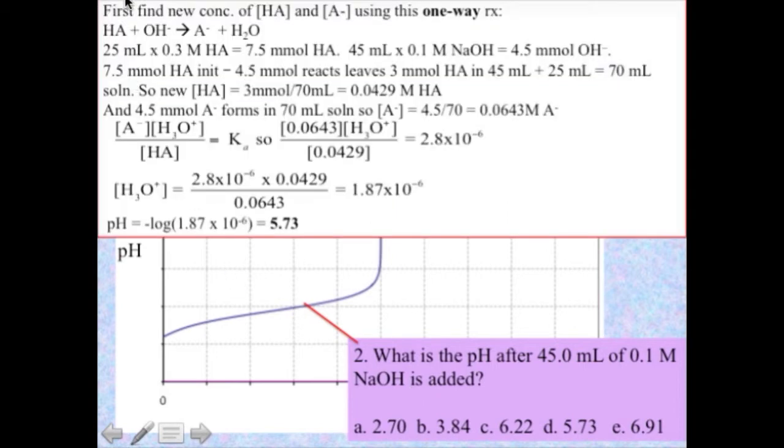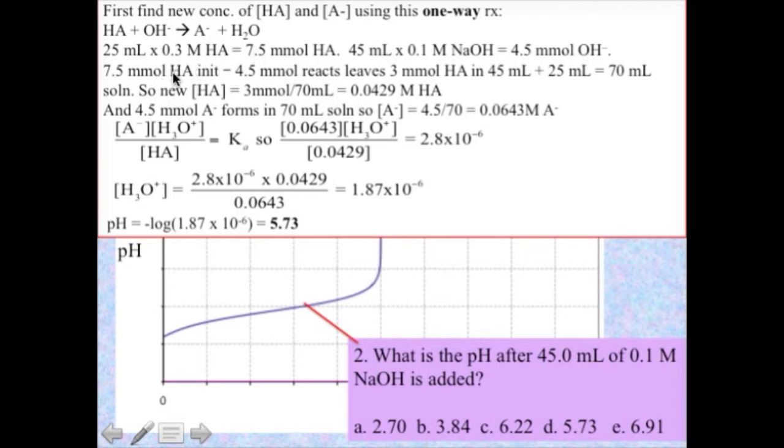Okay, here we go. First, find the new concentrations of weak acid and conjugate base using this one-way reaction. The weak acid plus hydroxide yields conjugate base plus water. So for the weak acid, we start off with 25 milliliters of 0.3 molar weak acid, or 7.5 millimoles of weak acid. To that, we add 45 milliliters of 0.1 molar sodium hydroxide, which is 4.5 millimoles of hydroxide.